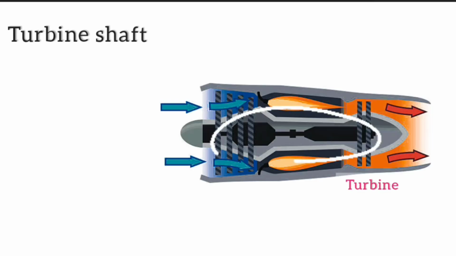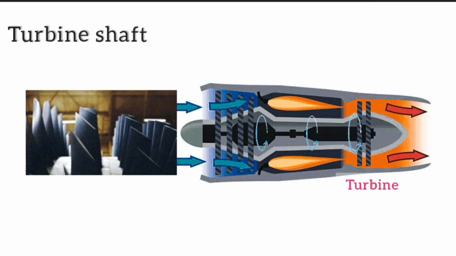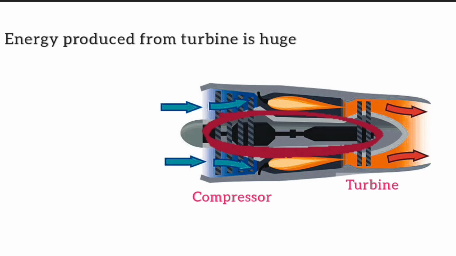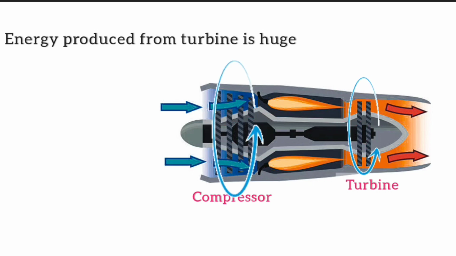This produced energy is transmitted through the turbine shaft, making it rotate continuously. Since the energy produced is huge, the compressor is connected to the same shaft. Therefore, a part of the energy produced by the turbine is utilized by the compressor, and hence the compressor blades rotate. So once the engine gets started, it runs continuously with the supply of fuel.